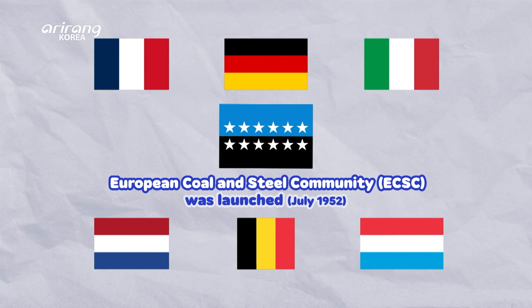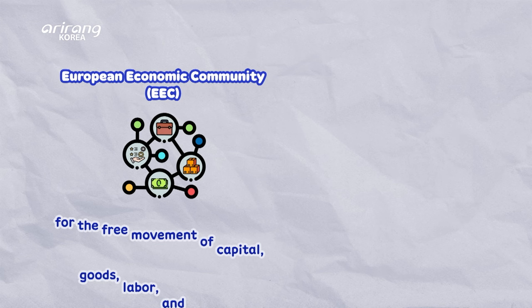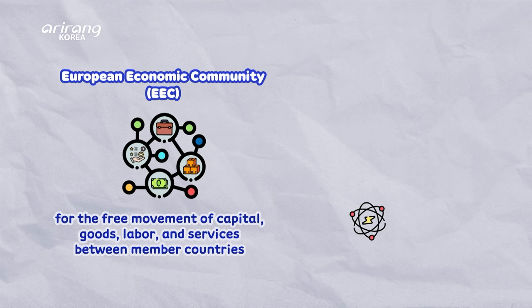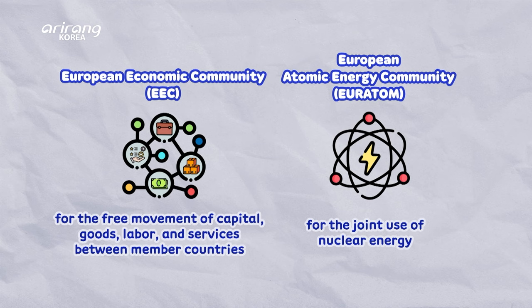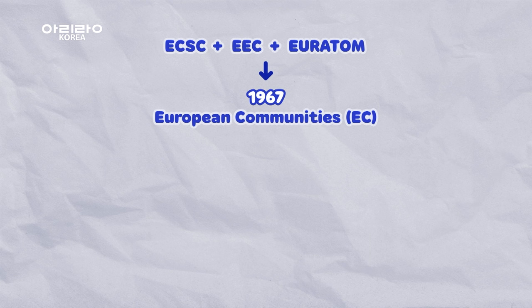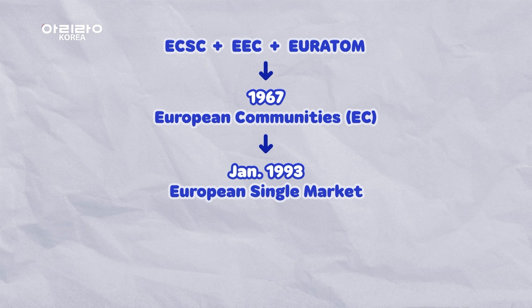And in 1957, the European Economic Community was launched for the free movement of capital, goods, labor, and services between member countries, while the European Atomic Energy Community was launched for the joint use of nuclear energy. The ECSC, the EEC, and Euratom were unified into the European Community in 1967. Afterwards, the European Single Market was launched in January 1993, and the EU was created by the Maastricht Treaty in November. Economically, the EU is a very large market.